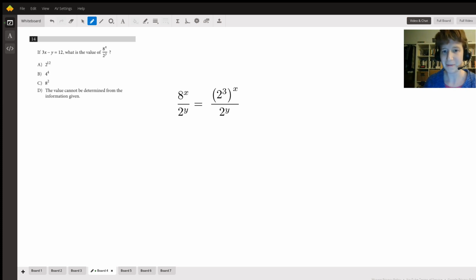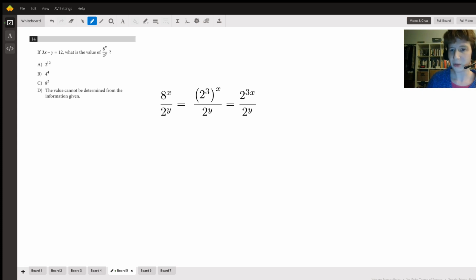All right. You might not feel very accomplished, but remember your exponent rules. What do I do if I've got a power raised to a power? That's right, I multiply, so it becomes 2 to the 3x over 2 to the y.